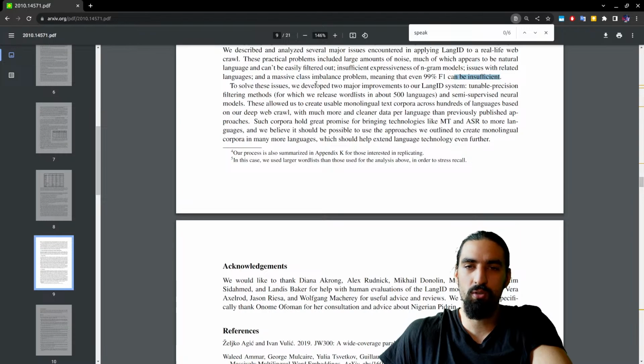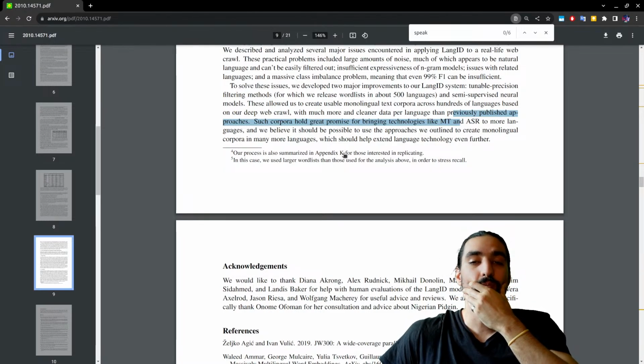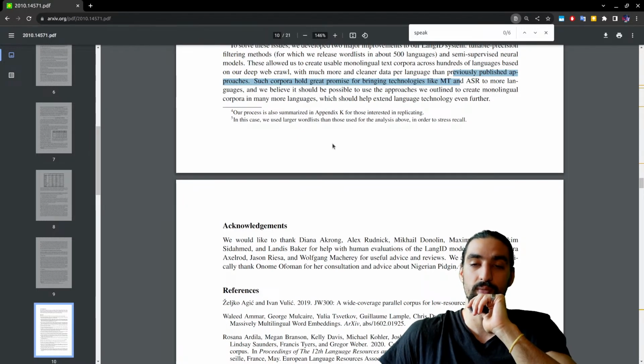To solve these issues, we developed two major improvements: tunable precision filtering methods, for which we released the word lists, and semi-supervised neural models. These allowed us to create usable monolingual text corpora in hundreds of languages based on our deep web crawl with much more and cleaner data per language than previously published approaches. Such corpora hold great promise for bringing technologies like MT and ASR to more languages, and we believe it could be possible to use the approaches we outlined to create monolingual corpora in many more languages, which should help extend language technology even further.